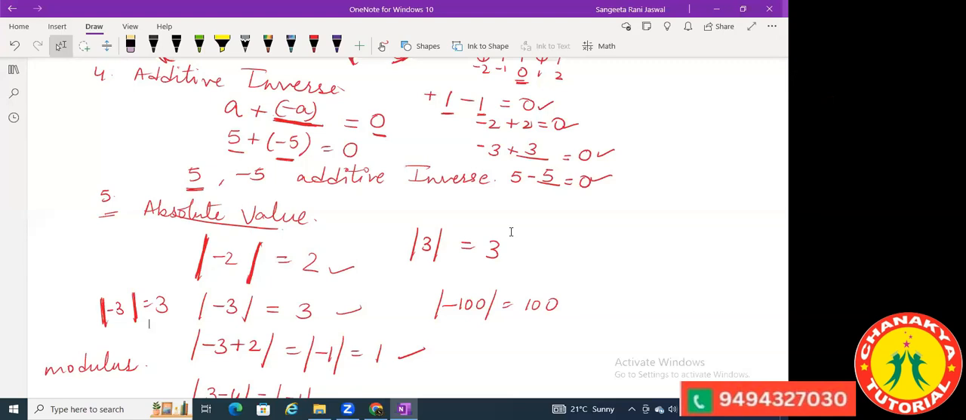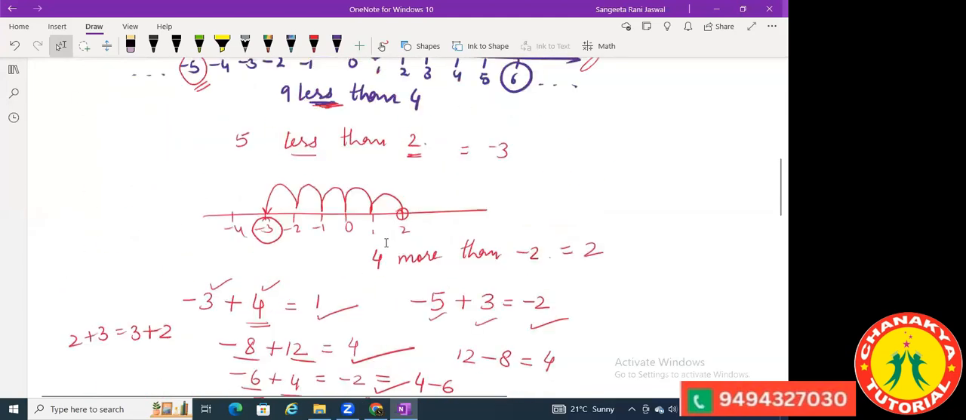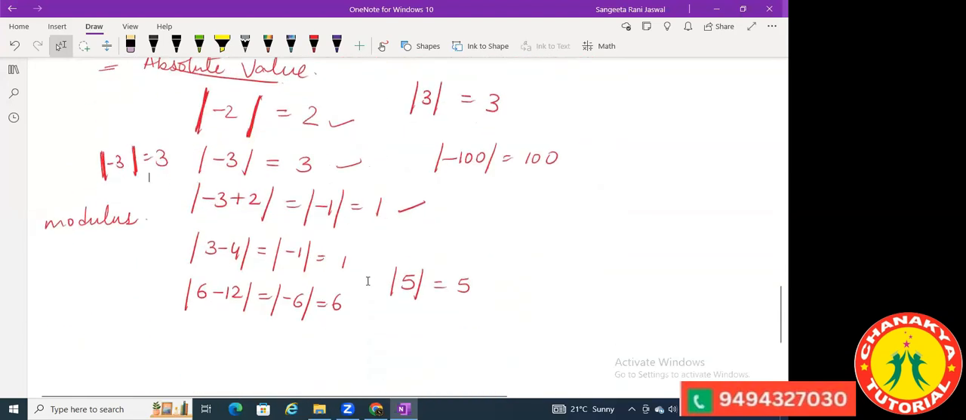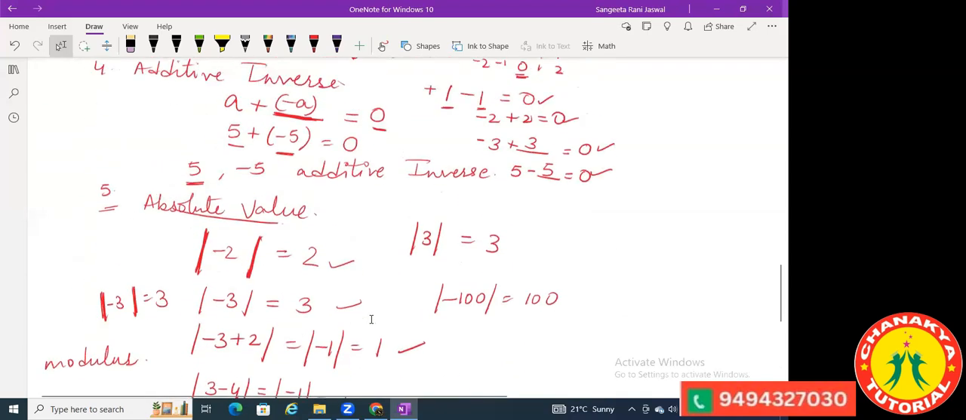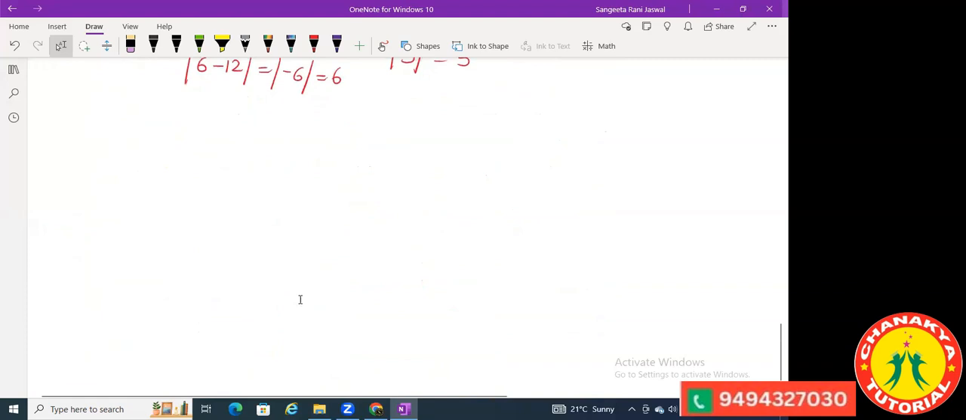Now let's do some more sums. So far, we were doing sums on the number line. Let's stay on the number line today, and tomorrow I'll show you sums without the number line, because very little time is left for the class now. So I'll give you some more sums to do on the number line.